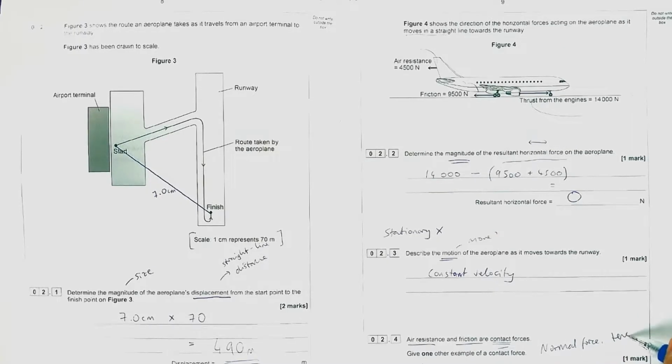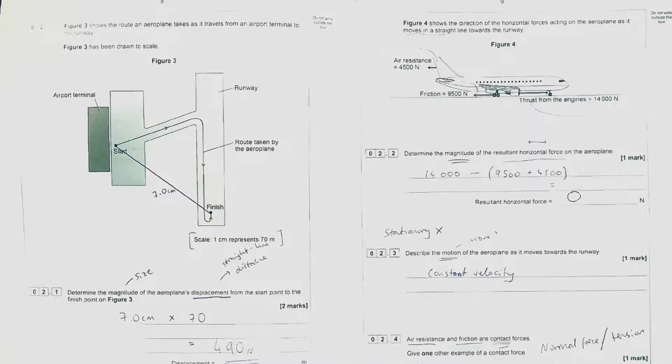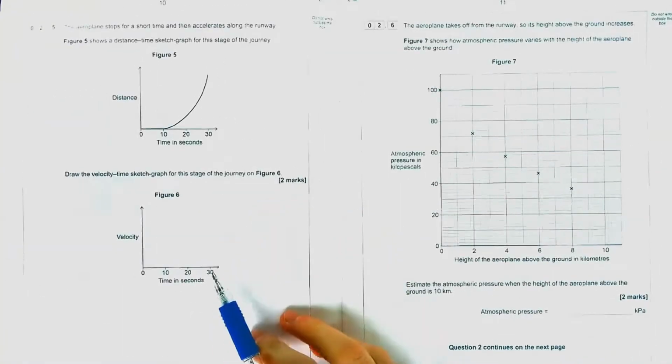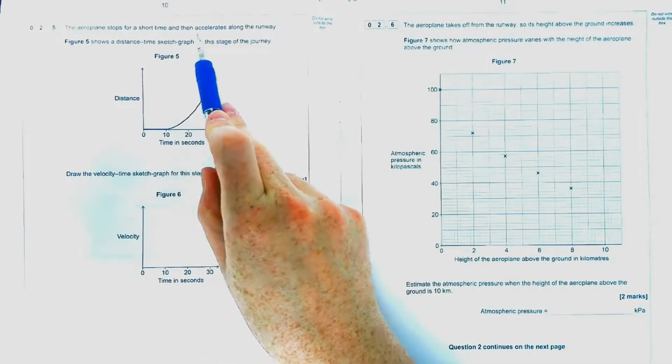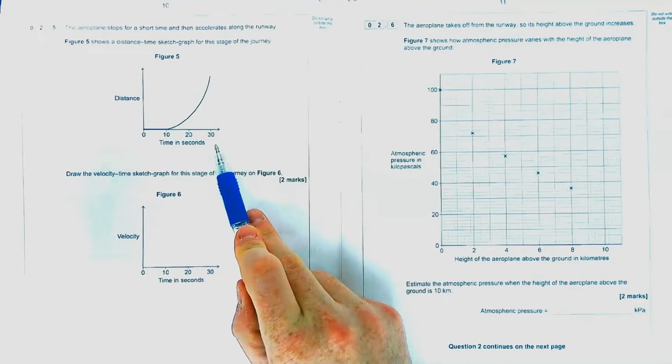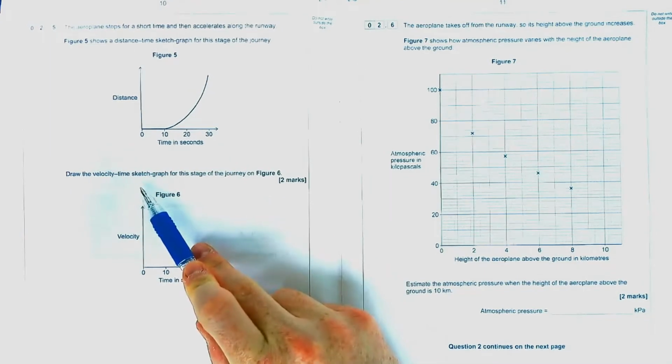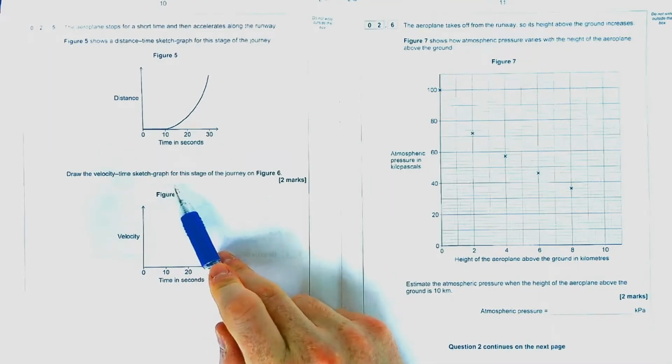Okay, next we've got some graphs to describe the plane's journey. It says the airplane stops for a short time, then accelerates along the runway, following this graph here. It says draw a velocity time sketch graph for this stage of the journey. Now, because it's a sketch graph, you don't need values on the y-axis. Okay, that's just there to make your life a little bit easier.